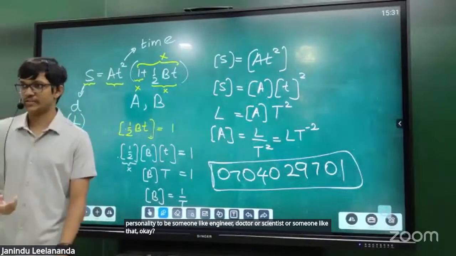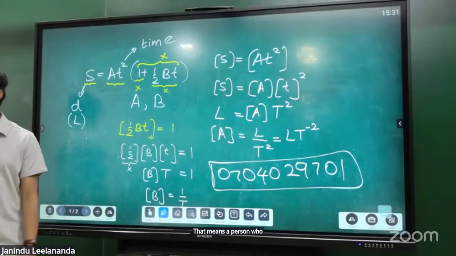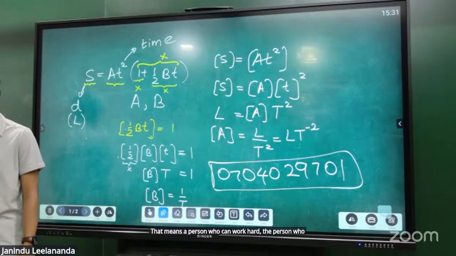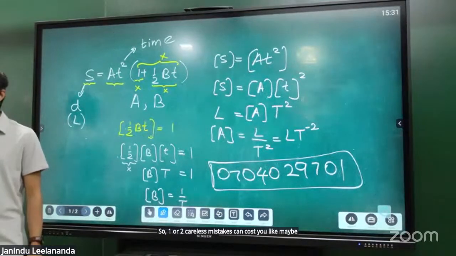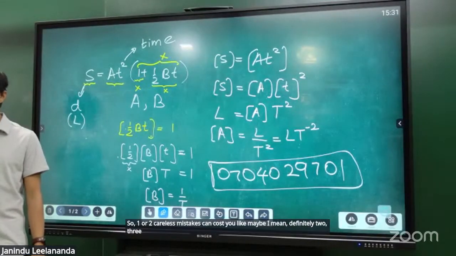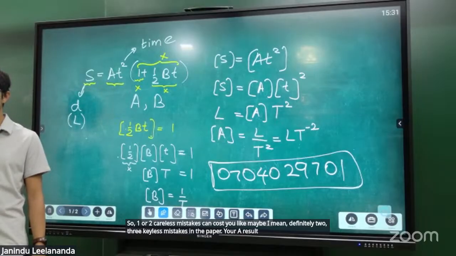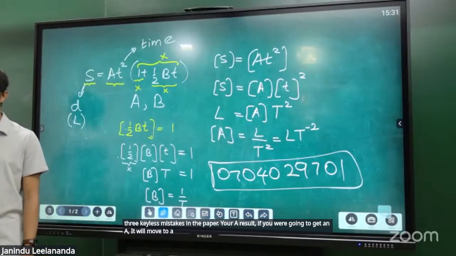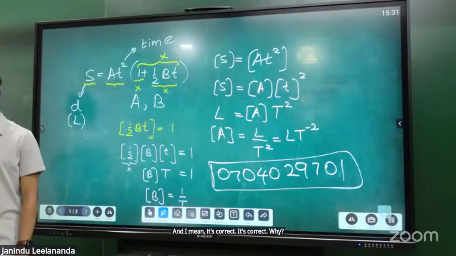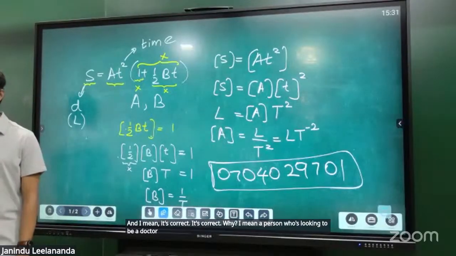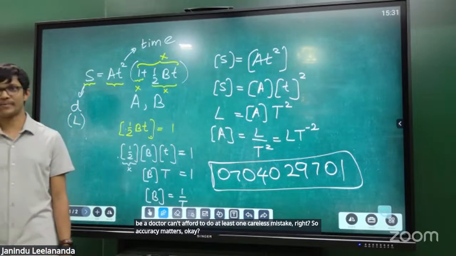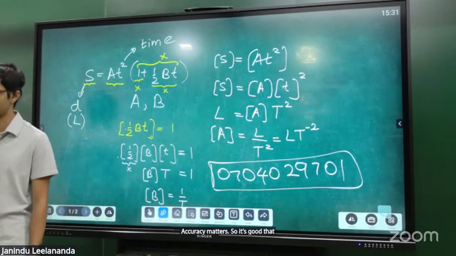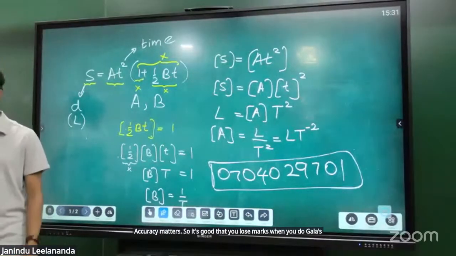Okay, that means a person who can work hard, a person who is really accurate. So 2-3 careless mistakes in the paper, and your A result, if you were going to get an A, will move to a B, right? It will move to a B. And I mean, it's correct. Why? A person who's looking to be a doctor can't afford to make even 1 careless mistake, right? So accuracy matters, okay? So it's good that you lose marks when you make careless mistakes. That's how it's planned, okay?